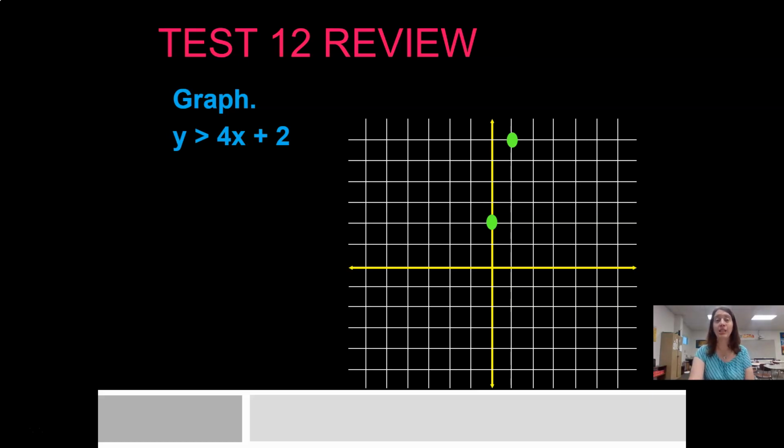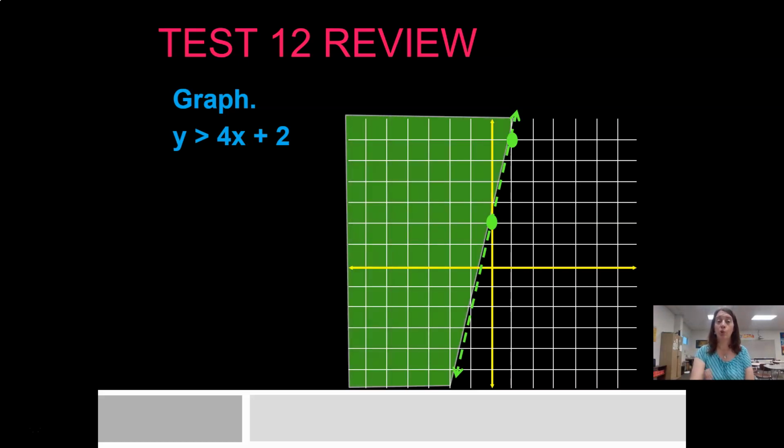Now that I have my dots, looking back at the inequality, I do not see the equal to bar, so I do not draw a regular line. I drew a dotted line in our question. The inequality symbol is our greater than. Greater than means to shade above, so I shaded above our line in our question.